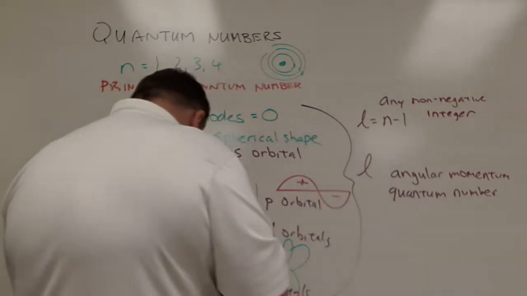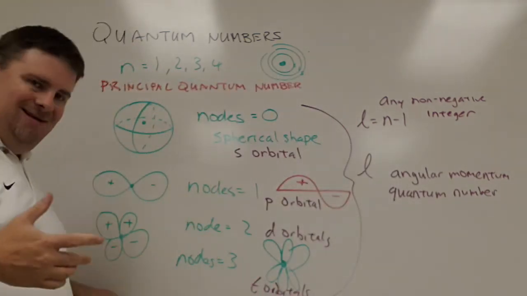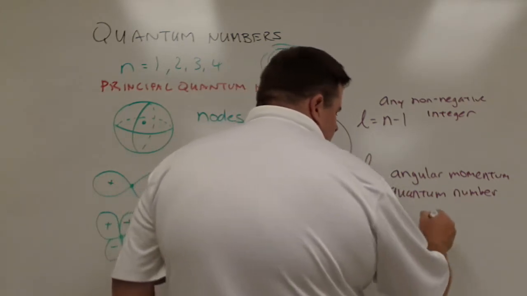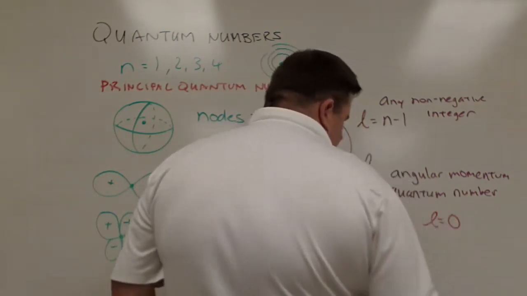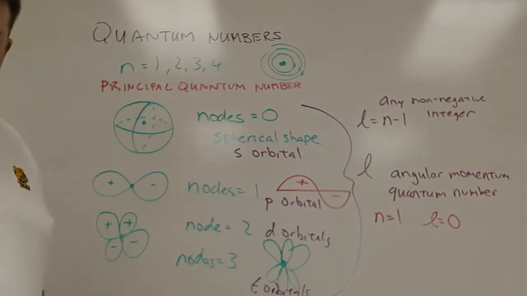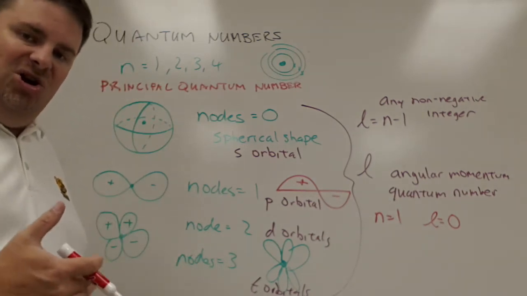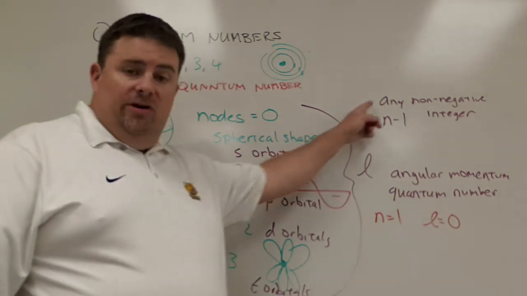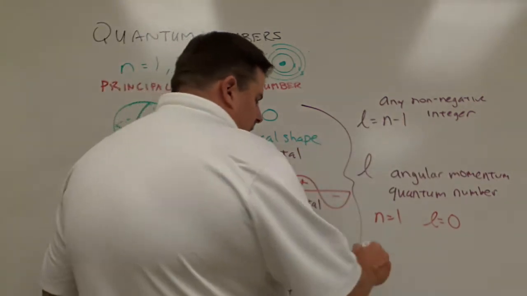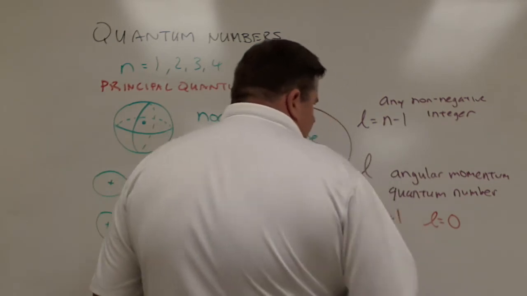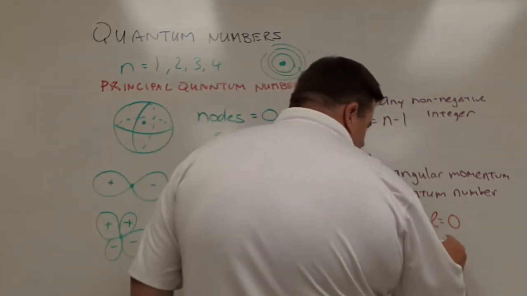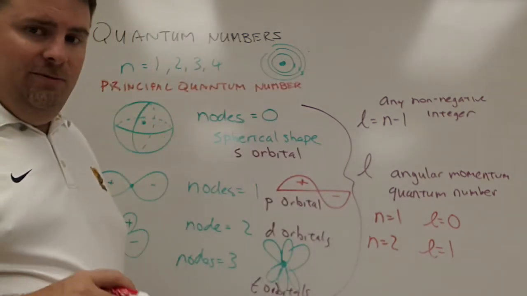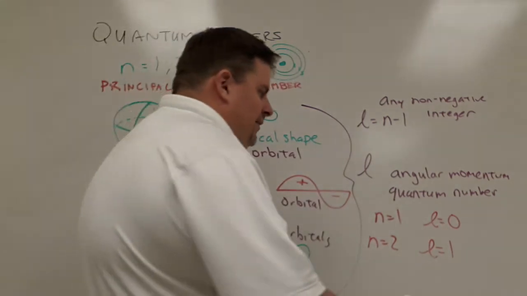Now what does that mean? Well, let's do a couple of examples with this. If n is equal to 1, my L value is going to be 0. Can't have any integers that are negative, because that's what we're defining this as. Right? If n is equal to 2, L is going to be equal to 1 or 0, because 0 is a non-negative as well. All right?